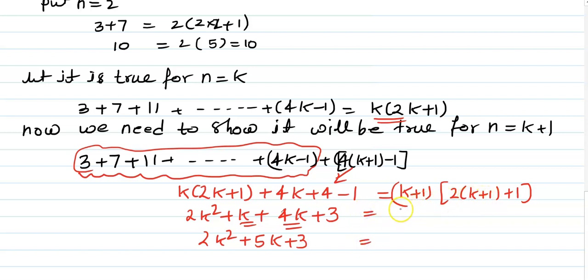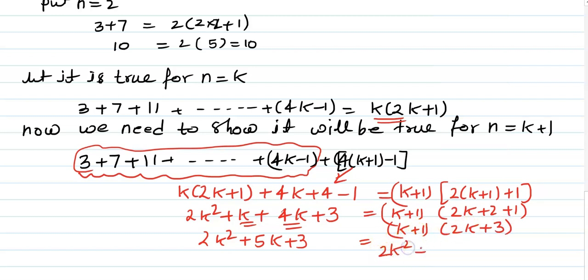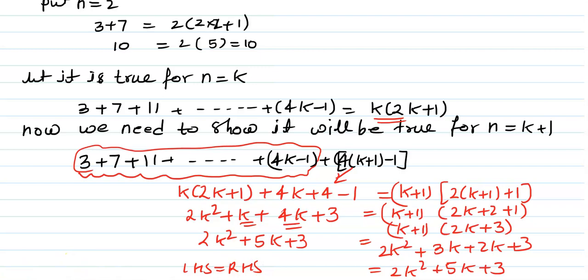Okay, on the right hand side it is k plus 1, it is 2k plus 2 and plus 1, so it will be k plus 1 and 2k plus 3. If you multiply k times 2k, it will be 2k square plus 3k plus 2k and plus 3, and then we got 2k square plus 5k plus 3. So you can see left hand side equal to right hand side. So it is true for n equal to k plus 1.